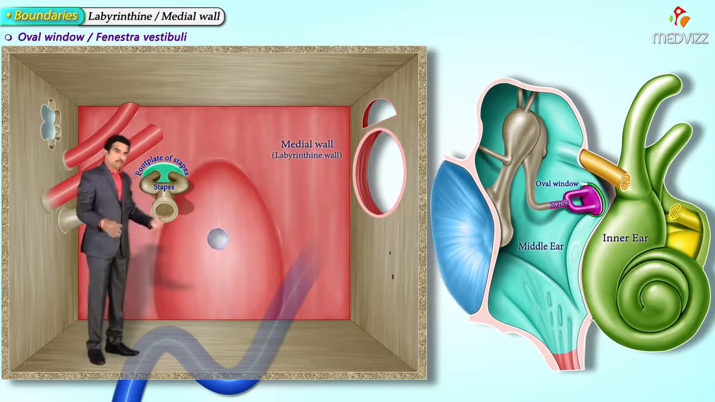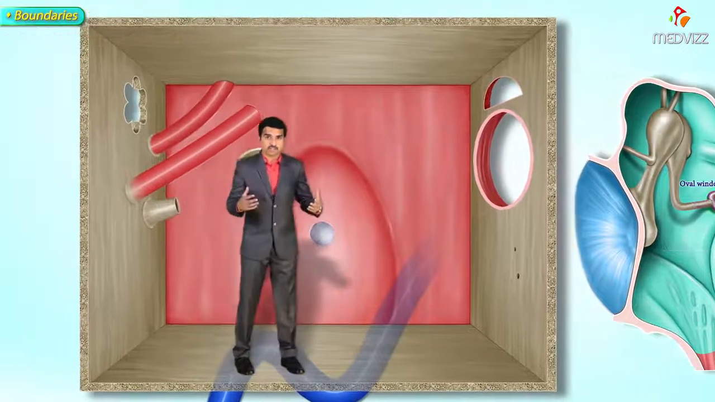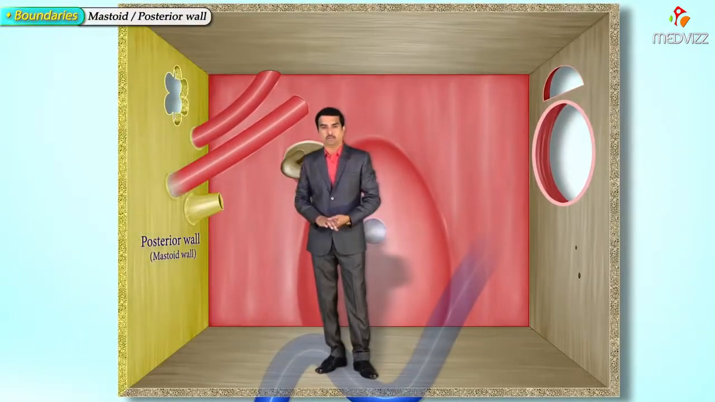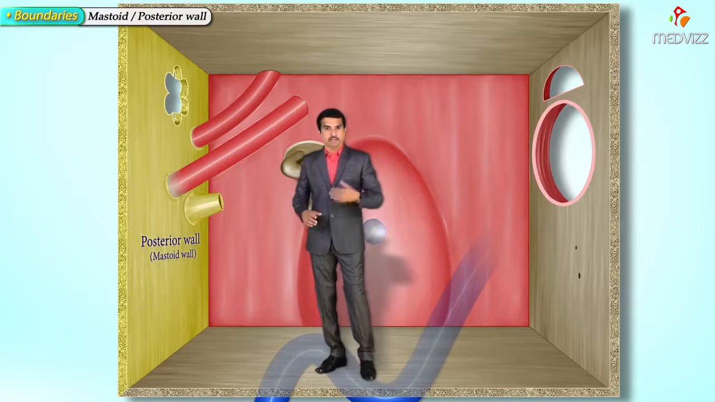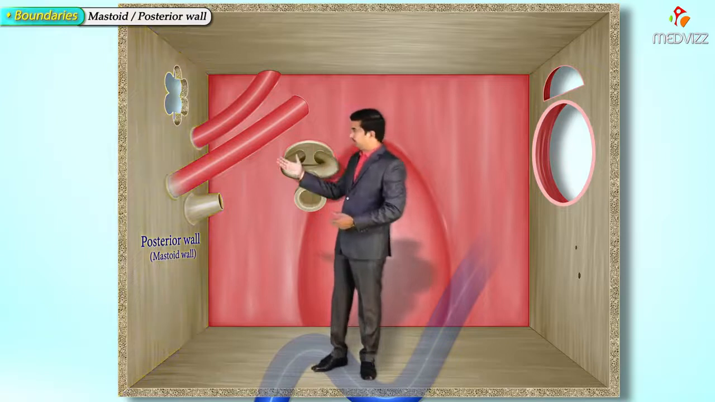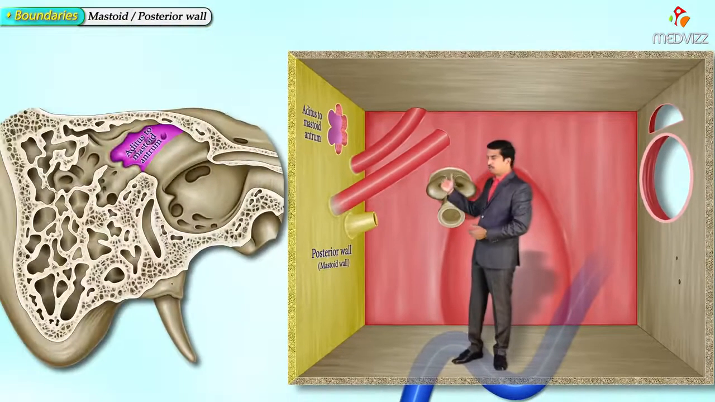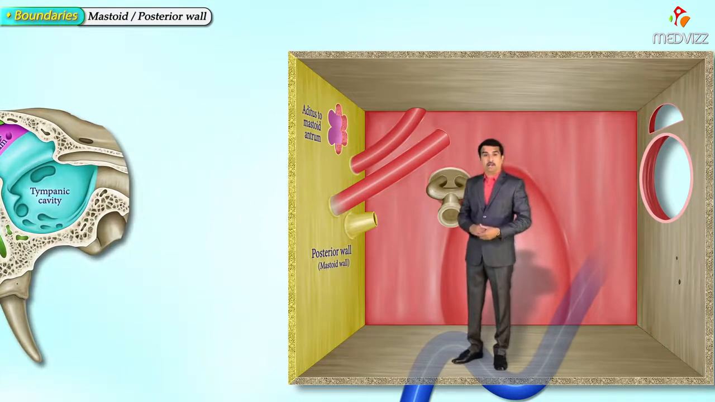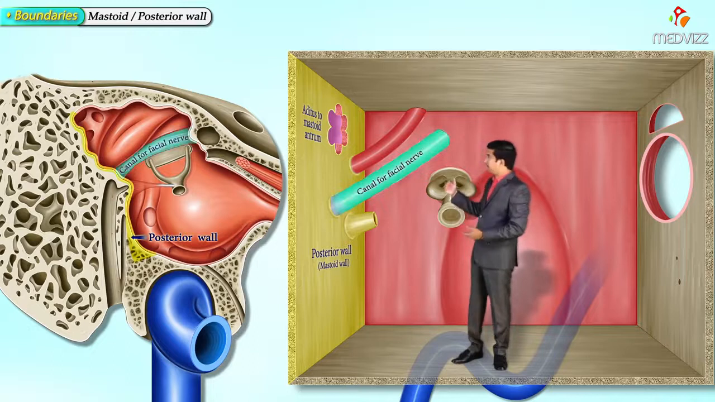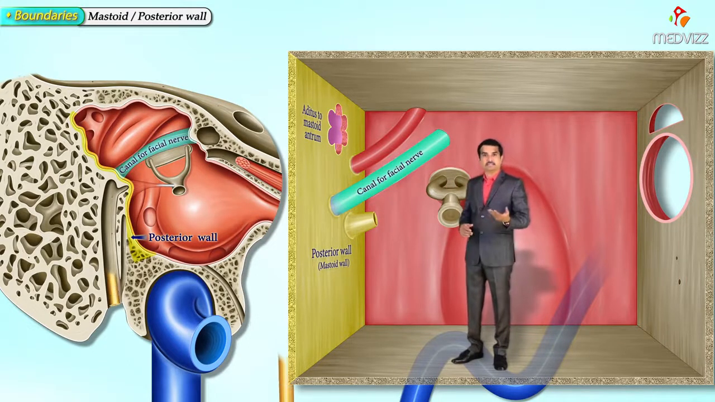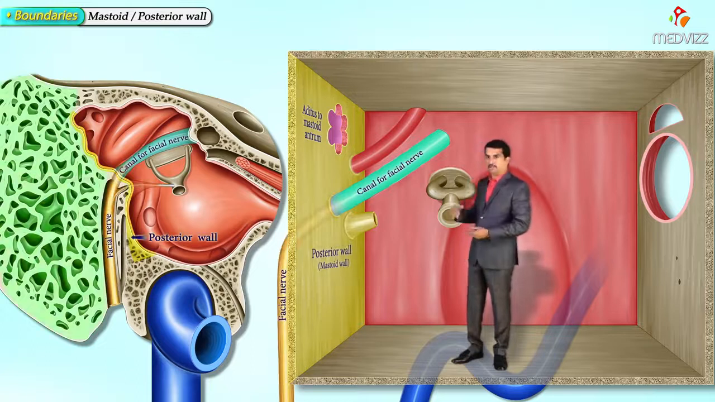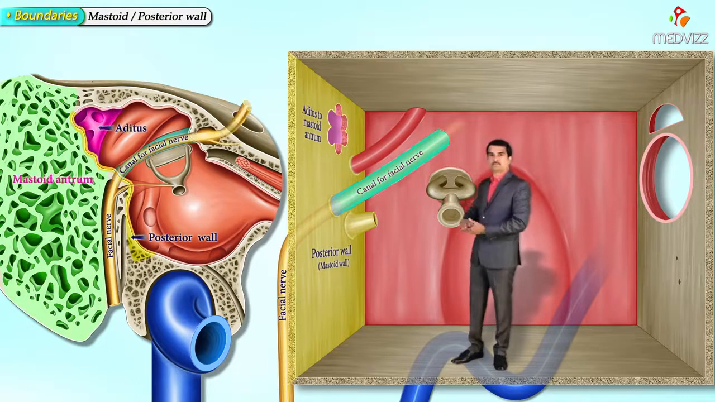After discussing the medial wall, next let us concentrate on the posterior wall of the tympanic cavity. The mastoid wall is also called the posterior wall of the middle ear. This wall features the aditus, which is the opening to the mastoid antrum in its superior part, connecting the tympanic cavity to the mastoid air cells. We can also appreciate the canal of the facial nerve, which descends between the posterior wall and the antrum, medial to the aditus.